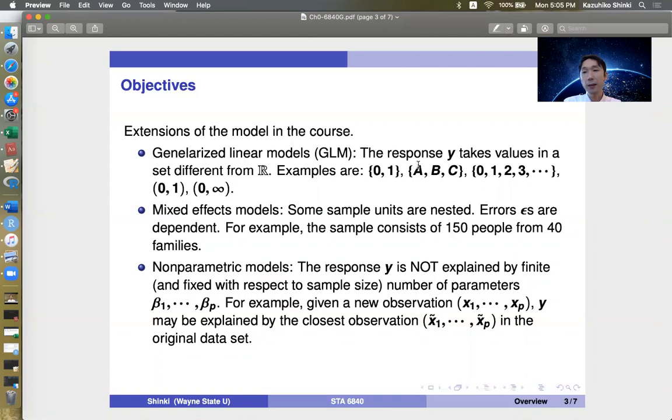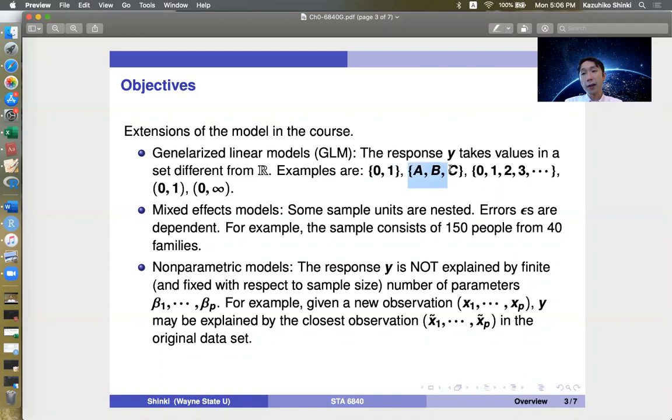But sometimes y is totally different. For example, y may be 0 or 1. For example, we want to predict whether a tumor is benign or malignant from demographic information such as weight, height or blood pressure. In such a case, the range of y is totally different from the real numbers.